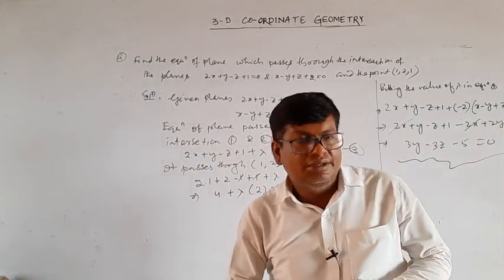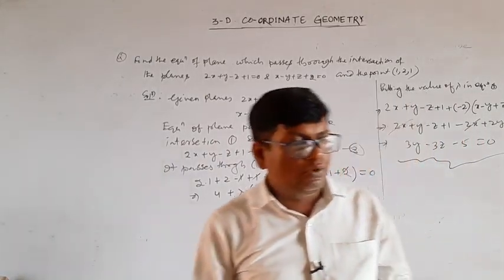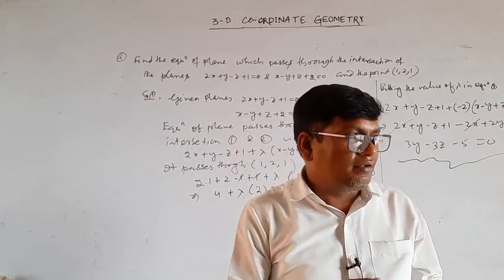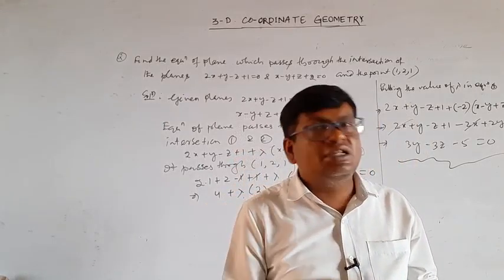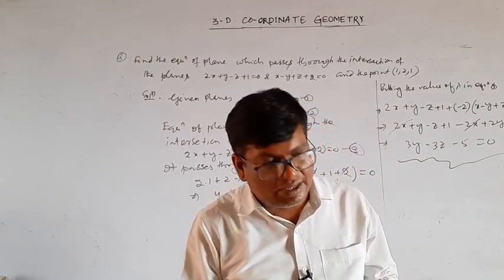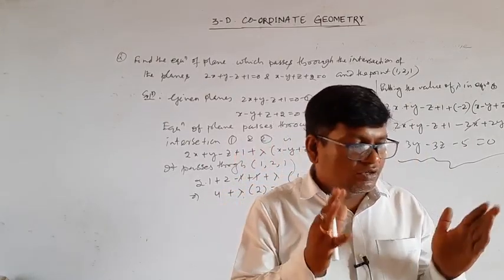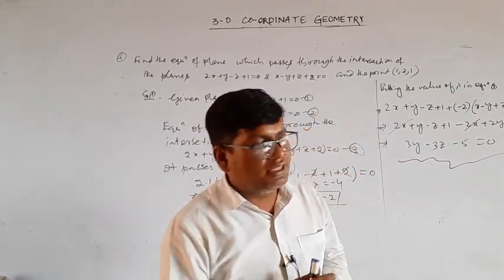Okay. Similarly, for the vector equation, we can use the vector r. For a vector r, you can use the given point and find the value of lambda, that is, to find the vector form. These are the questions.